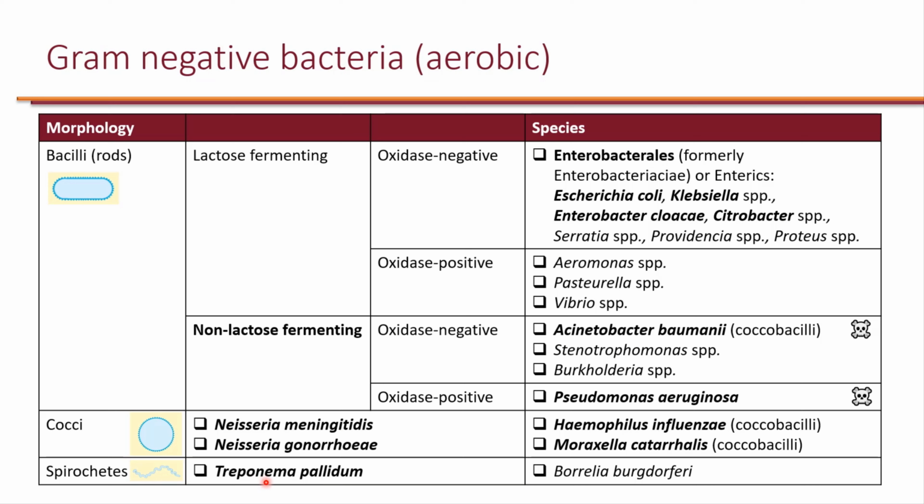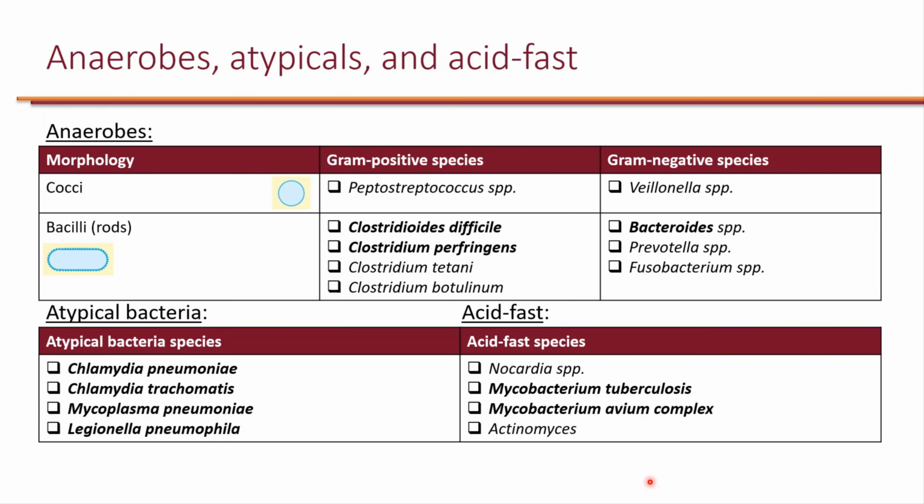So we have a couple of them, Treponema pallidum, as well as Borrelia burgdorferi. Now let's take a look at some anaerobes. So anaerobes, gram-positive is Peptostreptococcus, and then we have a series of Clostridium and Clostridioides difficile. Clostridioides difficile also used to be called Clostridium difficile, and the nomenclature changed a few years ago. And we will cover these later in the course.